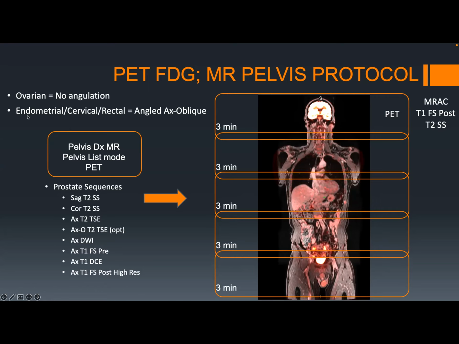If there is an endometrial cancer, cervical cancer, rectal cancer, those all will have axial, oblique, angulated MRs, which add time to this because it takes time for the patients, for the techs to acquire these and for them to talk to the radiologist. But roughly these are within the 45 to 60 minute acquisition time. So it's a lot of scan time, but we're doing 2 exams at once.